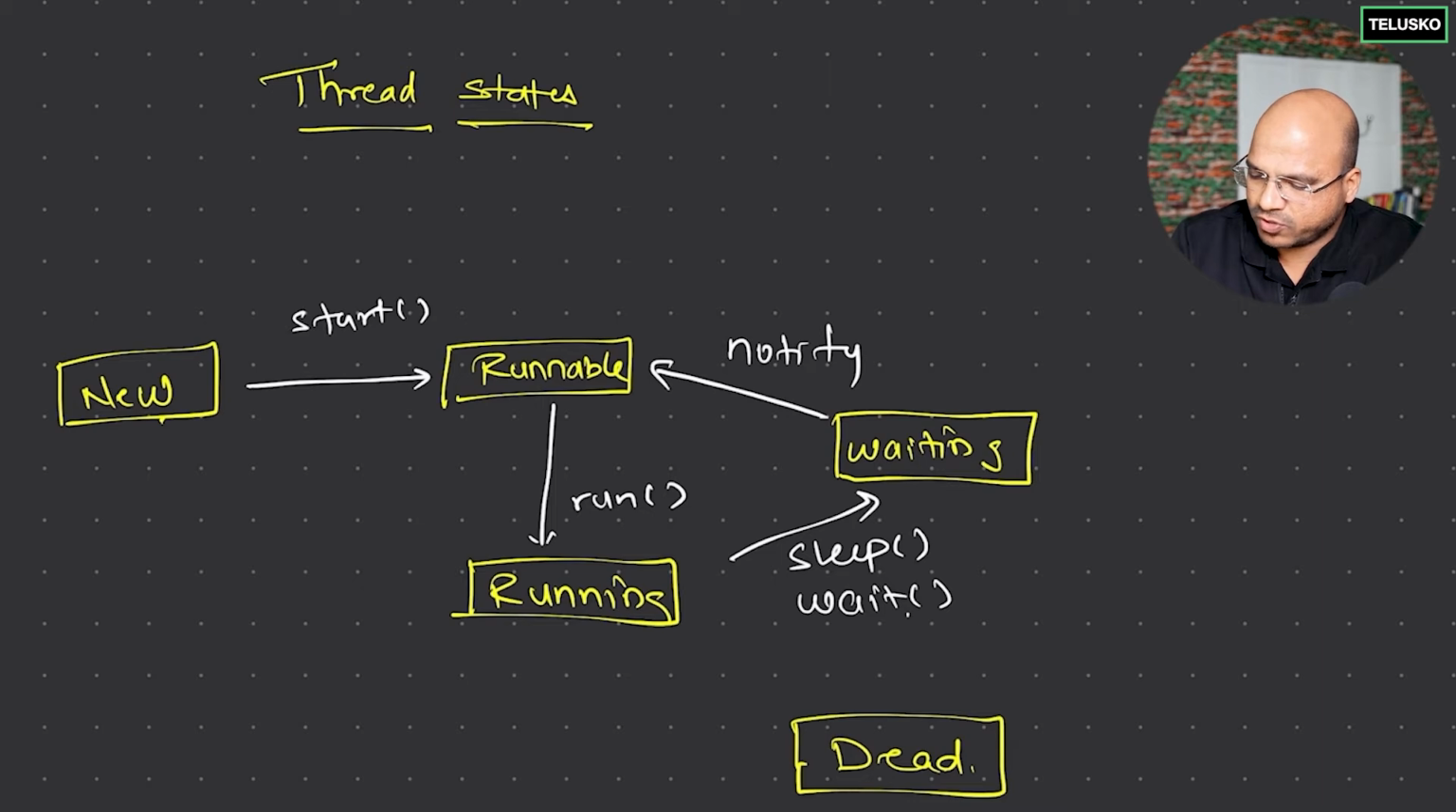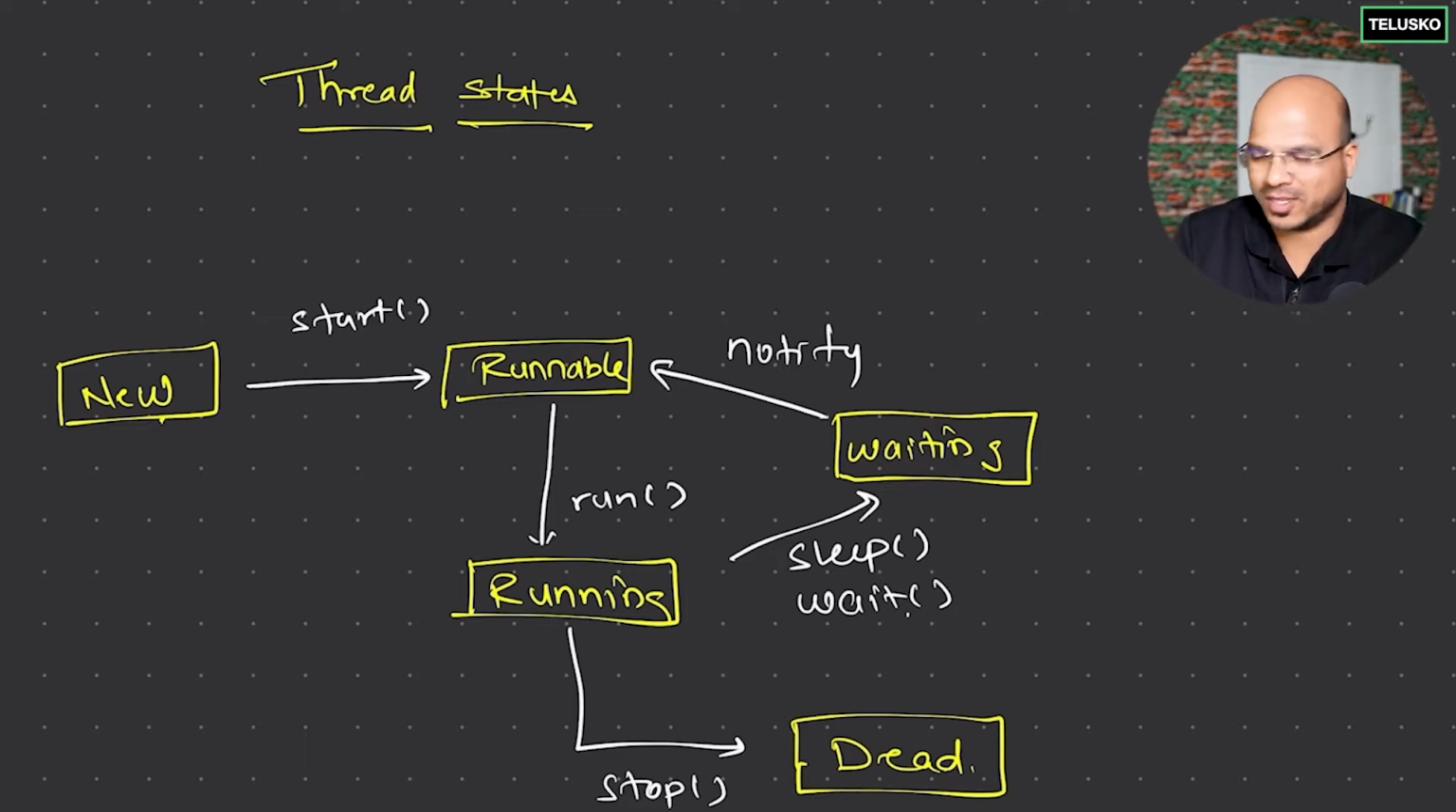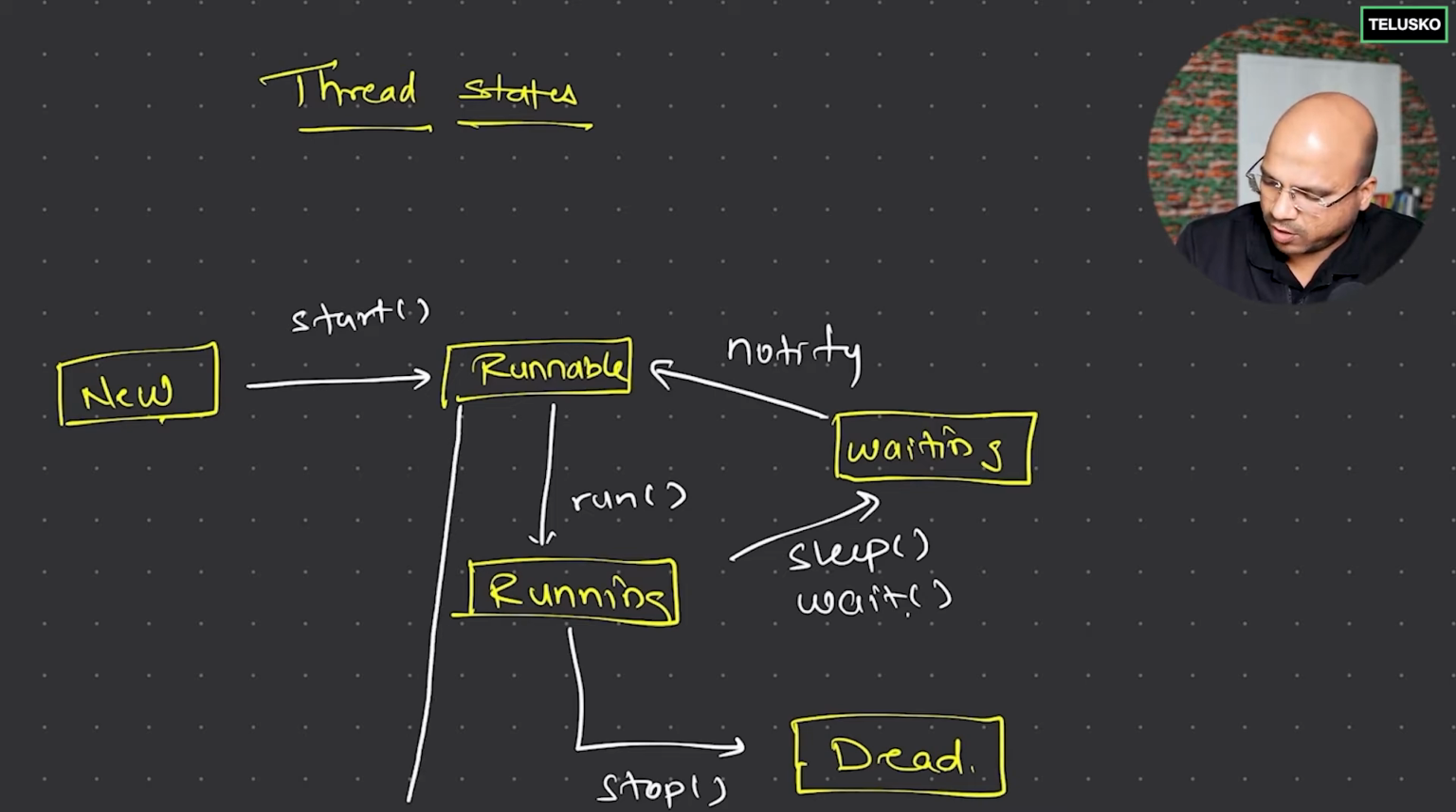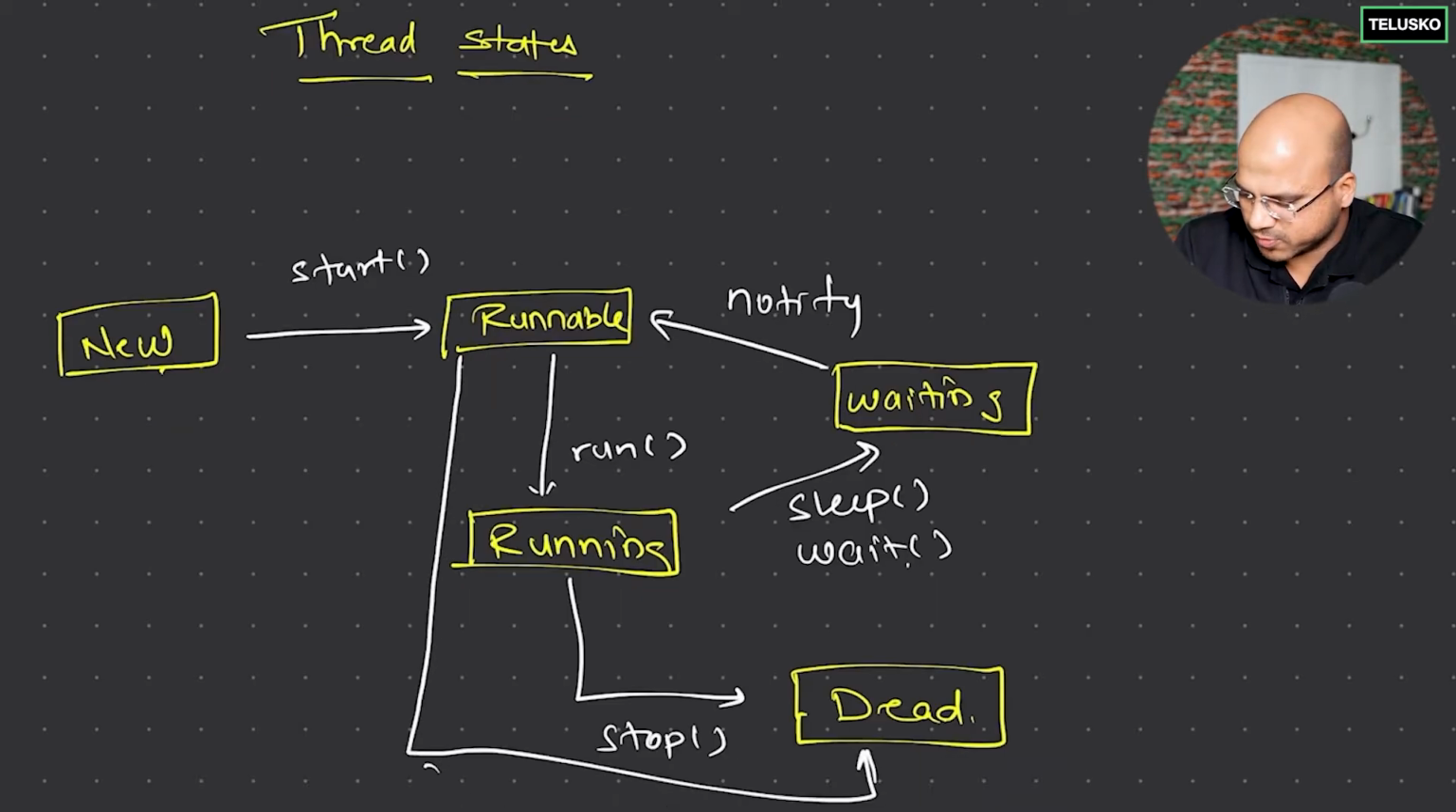If your thread is running and you want to stop it, there is also a stop method available, but that is deprecated. Actually, don't stop threads, because it will create instability in your software. But once the thread work is over, it will automatically go into the dead state. You can also send a thread from runnable to dead with the help of stop. You can do that.